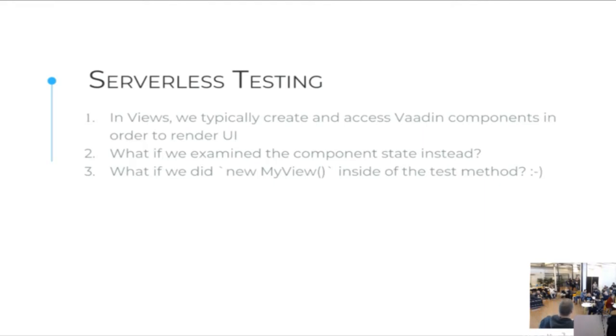So, for example, we could populate a form and then click the save button and maybe then assert that the binder actually failed because there is a validation error. So we could examine the component and see that a validation error is being shown and the save button actually didn't do anything. And most importantly, what if we did that inside of a test method, right? Then we wouldn't have the necessity to actually run the server ourselves.